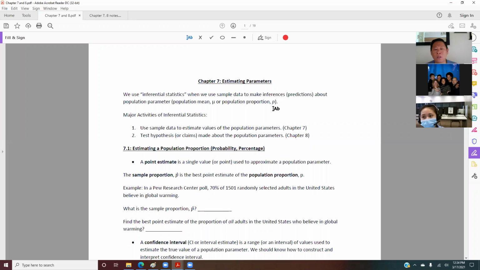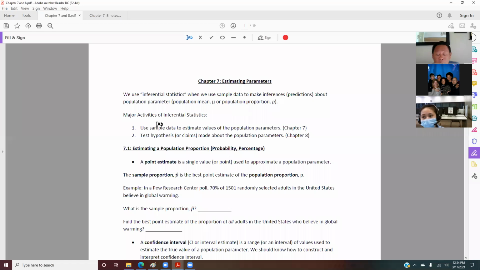But in this class, we only concentrate on two parameters, which are the mean and the proportion. That's the reason why when you do your homework, sometimes you get two sections. One section is about proportion, like 7.1, and then 7.2 is about mean. The same thing happens in chapters 7, 8, and 9. One section is proportion, and one section is mean.